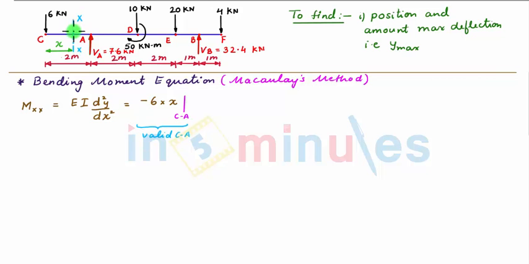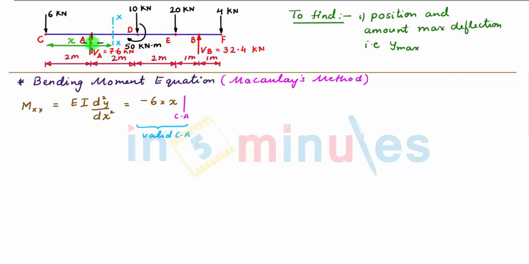Now let's move this section towards right beyond point A such that your section now is between point A and D at the same distance x from the origin C. Now writing the bending moment equation about section XX, considering the left hand side of section, we'll have the same anti-clockwise moment caused due to this downward force of 6 kN acting at distance x. So this part will be valid.